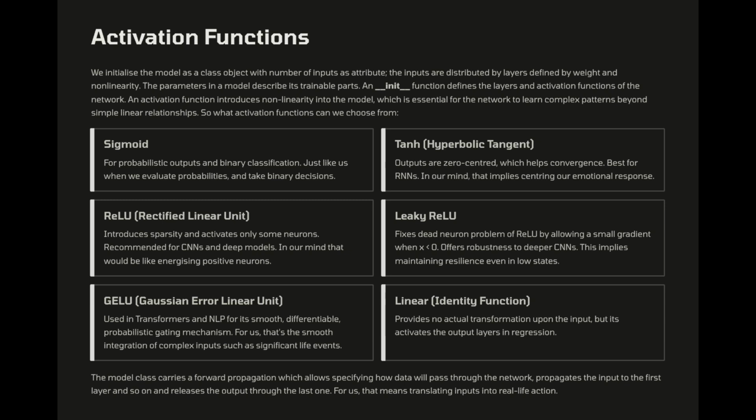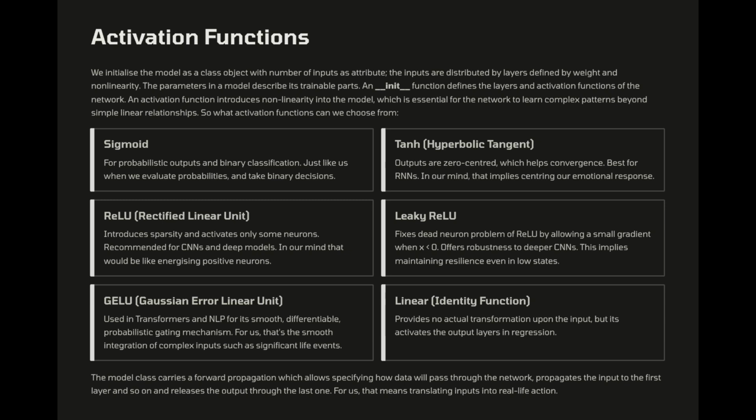The parameters in a model describe its trainable parts. An init function defines the layers and activation functions of the network. An activation function introduces nonlinearity into the model, which is essential for the network to learn complex patterns beyond simple linear relationships. So what activation functions can we choose from?